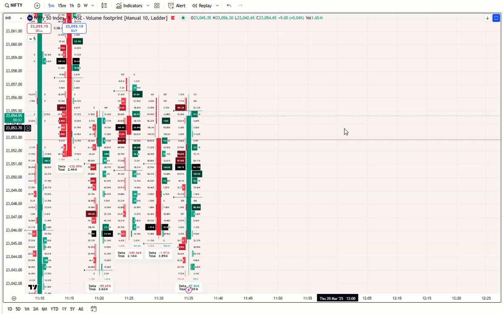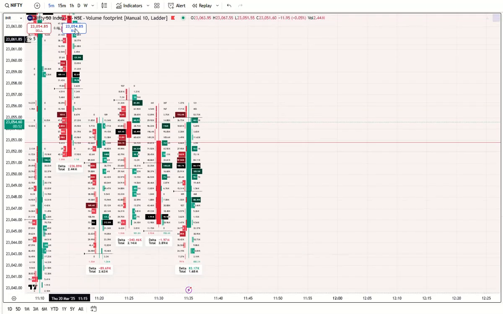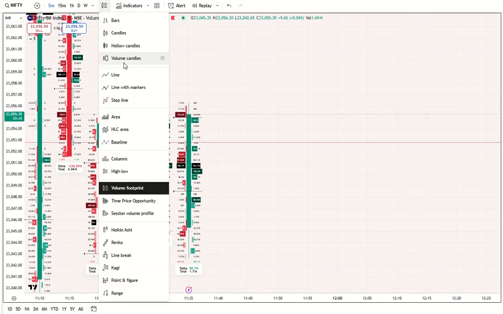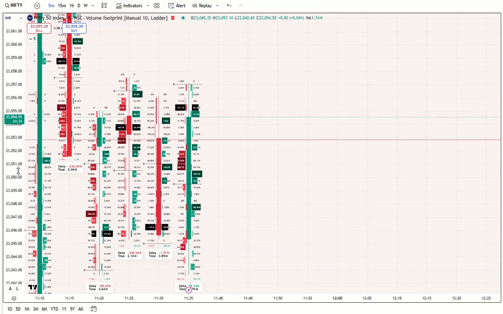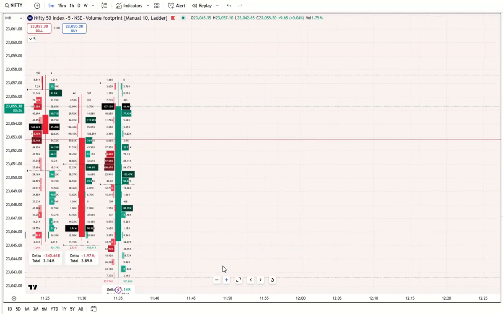So, how do we take intraday trades? This is the Nifty, and in this, instead of normal candles, I'm using volume footprint. There is an upgrade in terms of what kind of information is displayed during the live trade.